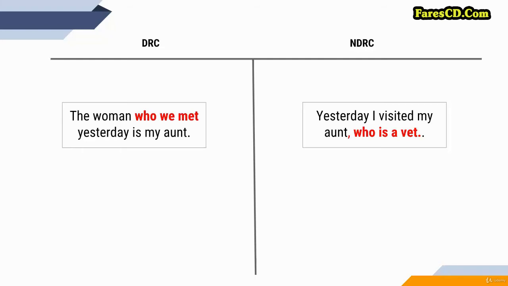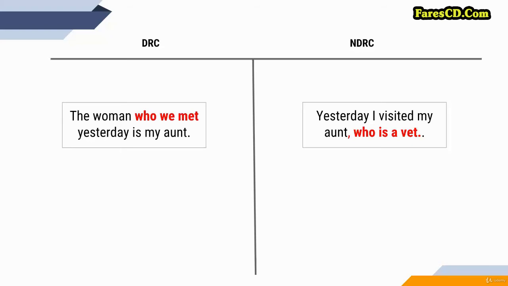No commas here. Who is used when you speak about people. The same with that when you speak about people. When you speak about things, which or that. When you speak about places, where. This is from the previous level. So the woman who we met, without any punctuational signs here, without commas. After that, yesterday I visited my aunt, who is a vet. So this time there is a comma.